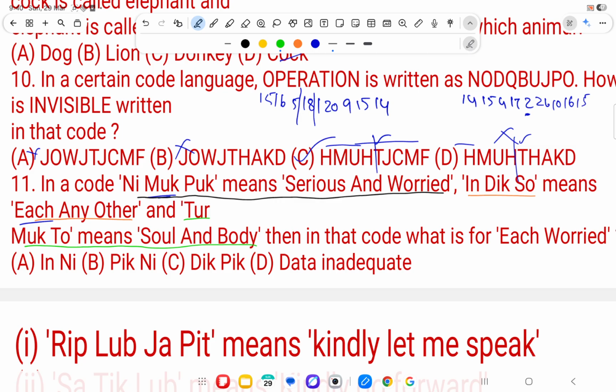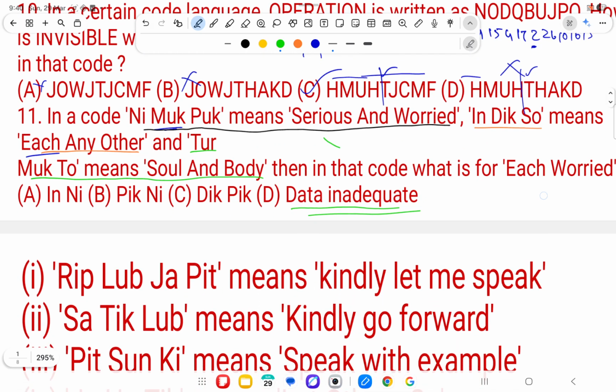MUK must be and. Then serious, it is written somewhere. Serious is also not repeated anywhere. So we can't say exactly serious means each or worried. We can't say exactly. So it must be data inadequate. Data inadequate. We can't exactly say what may be our answer. Next.